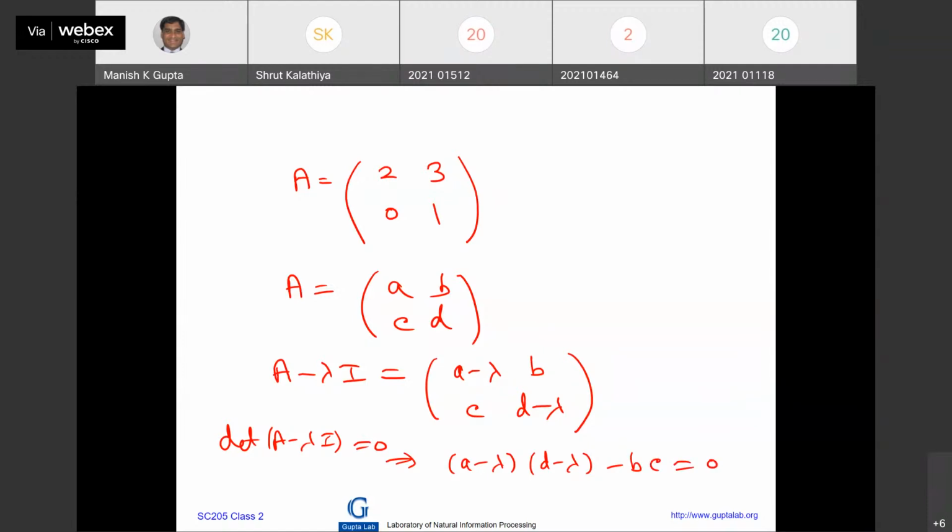When you simplify this, what you will get? Lambda square minus trace of A, where trace is the sum of the diagonal elements, plus determinant of A is equal to 0, right? We directly got a formula for computing the eigenvalue in case of a 2 by 2 matrix. Okay, got it?